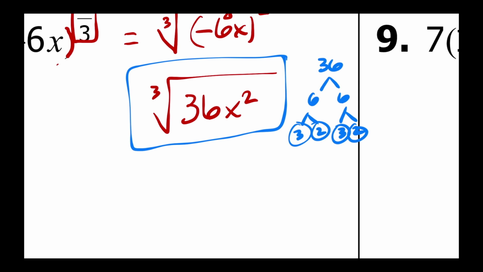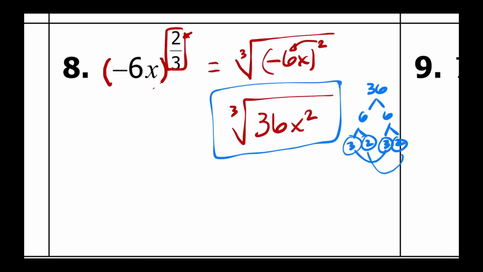36 is 6 times 6. 6 is 3 times 2. 6 is 3 times 2. I only have 2 3s and 2 2s. I don't have 3 of anything. I don't have anything to the third power. So nothing would cancel out, so everything stays in there. And that's it. That makes sense?